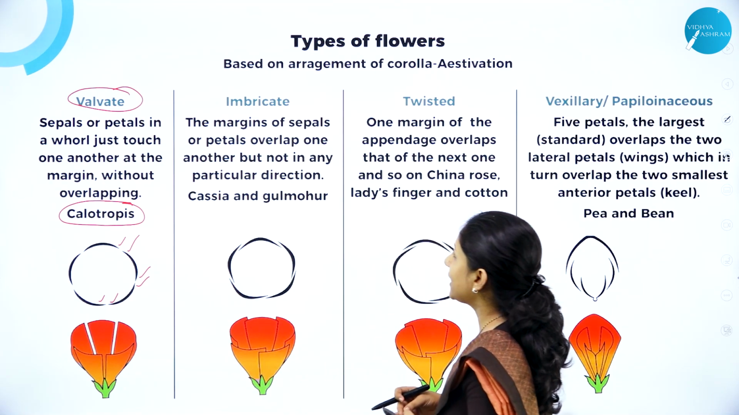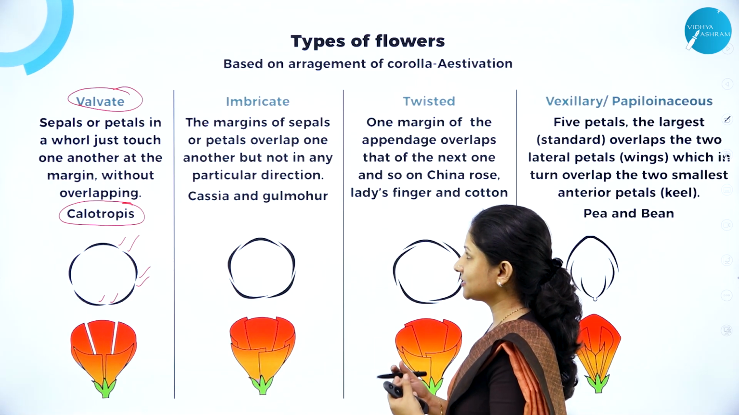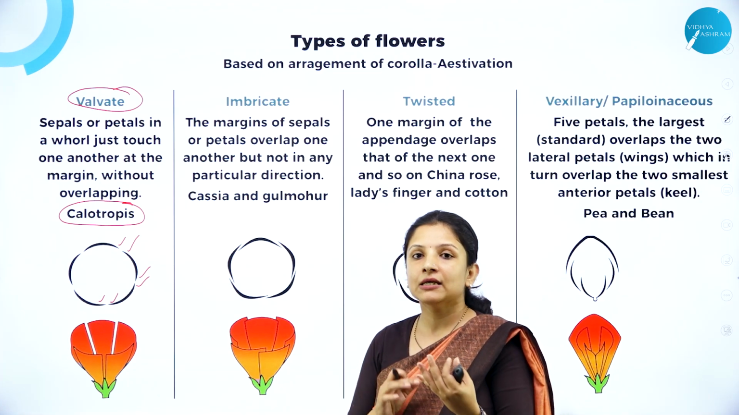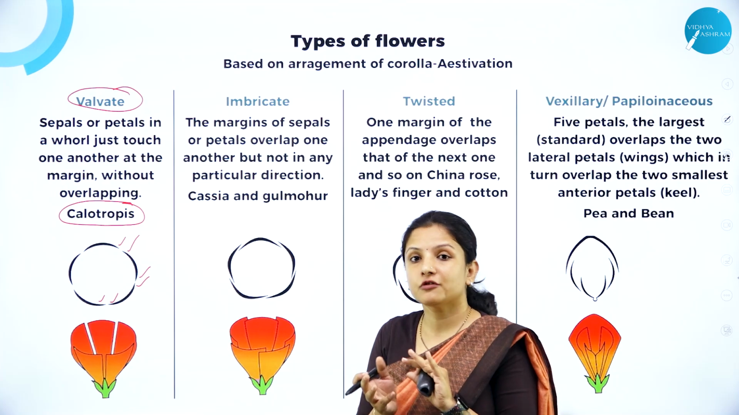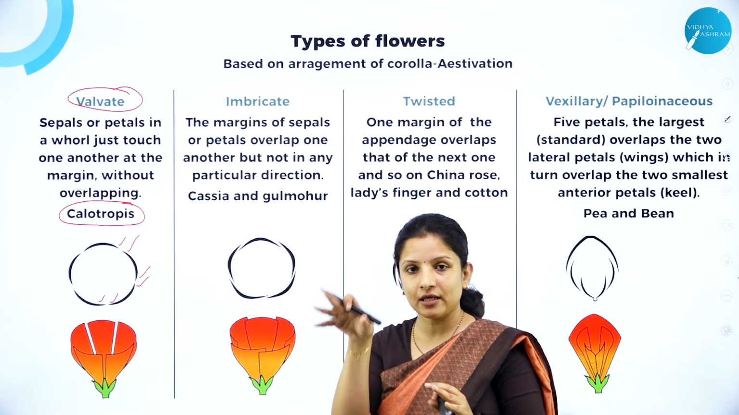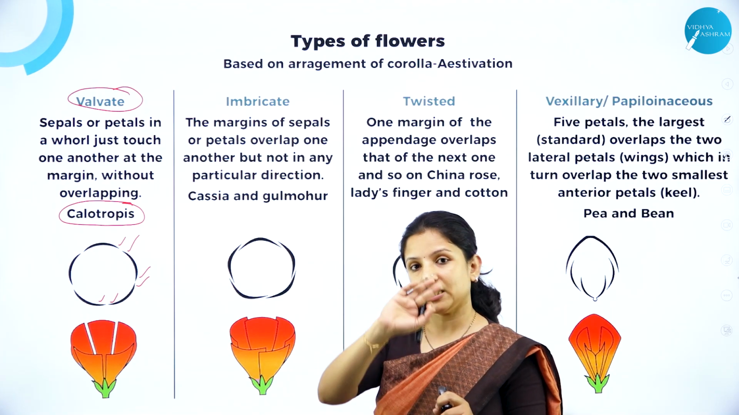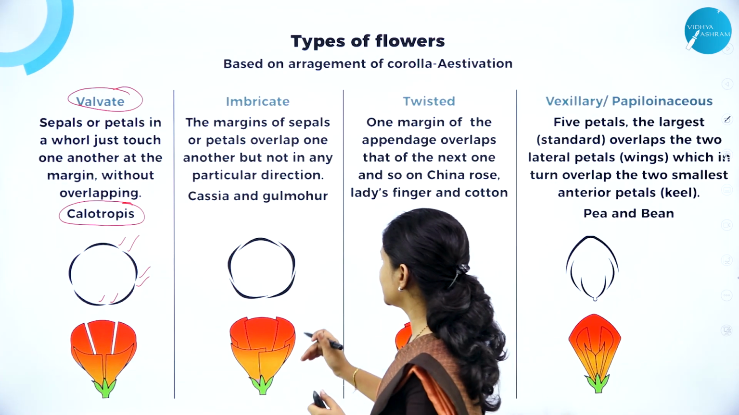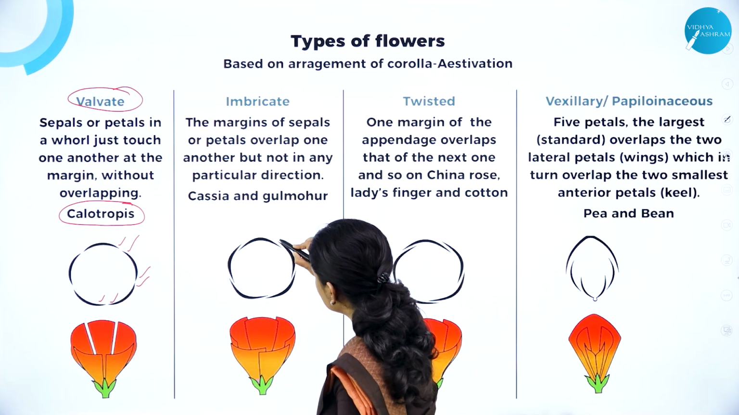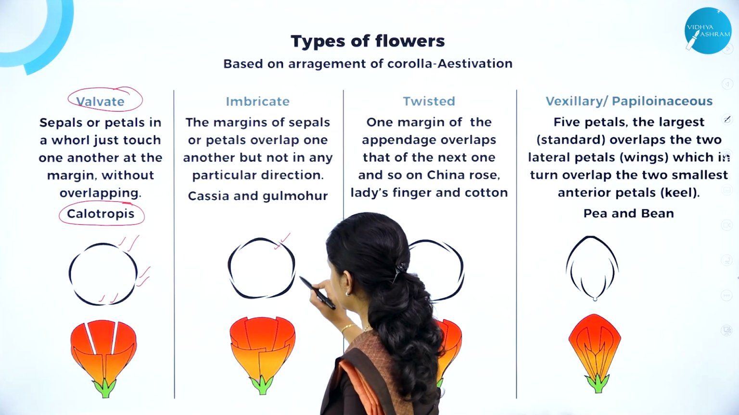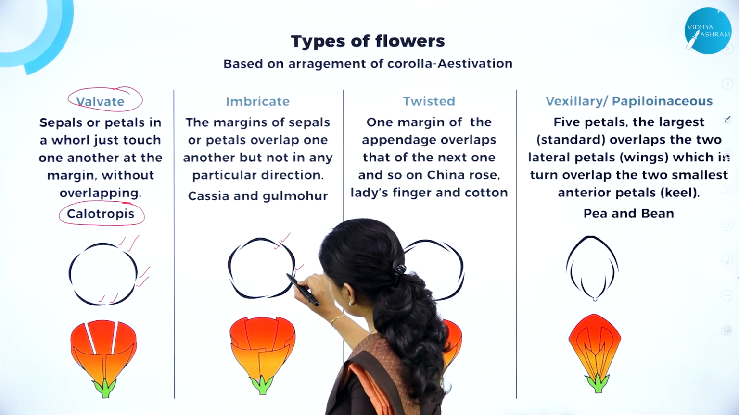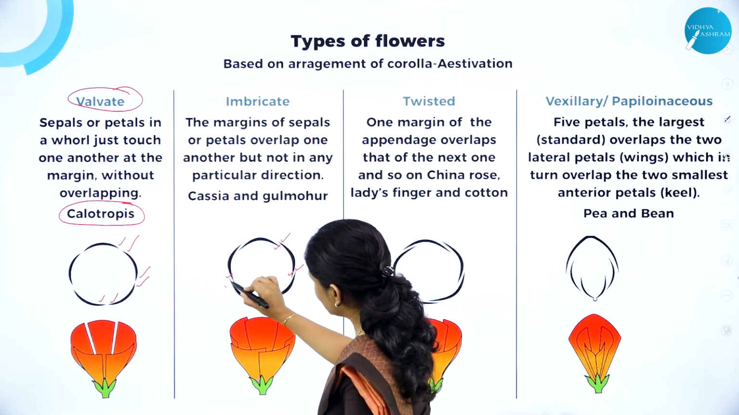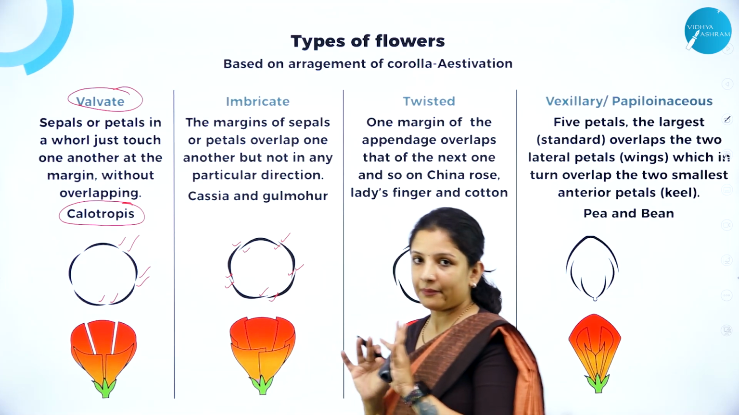Next, we have imbricate estivation. In imbricate estivation, it is just like twisted estivation, but the only thing is the twisting of the margins of the petals or the sepals is not in an order. Say for example, it is neither in a clockwise order nor in a complete anti-clockwise order. Say for example, here if you can see, this is overlapping with this. This tip of the petal is overlapping with this tip of the petal, with this, with this, and this one with this. Overlapping is there.